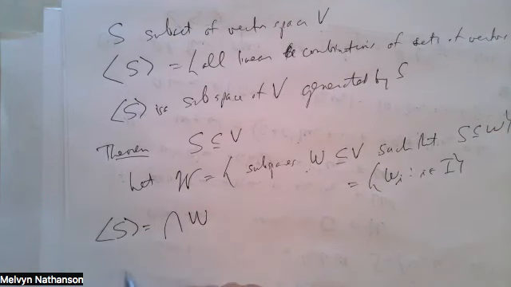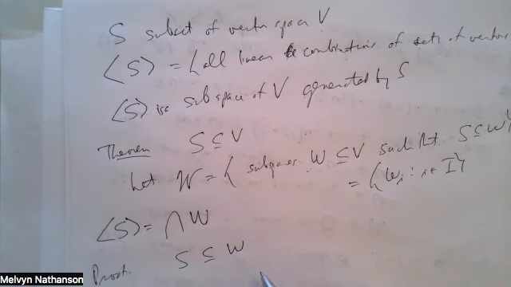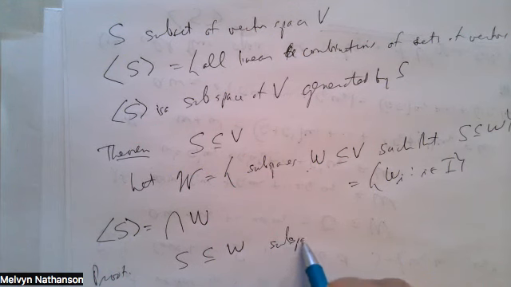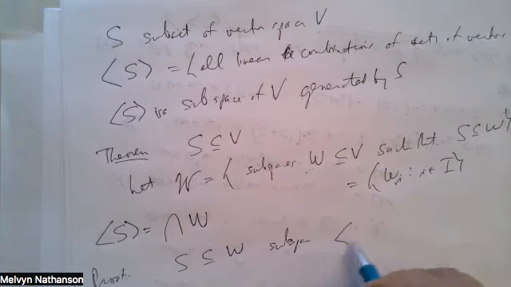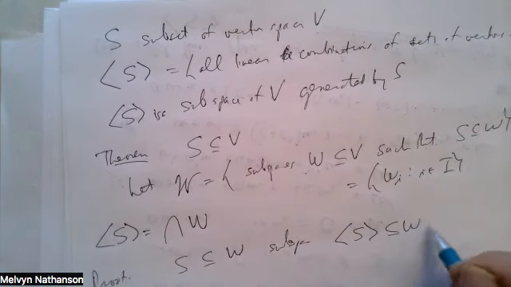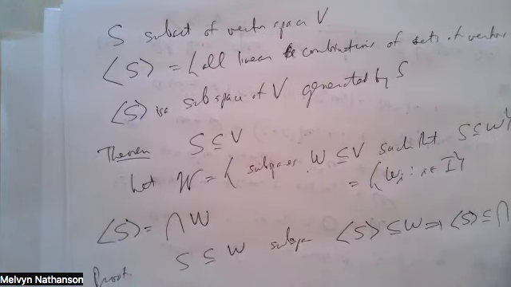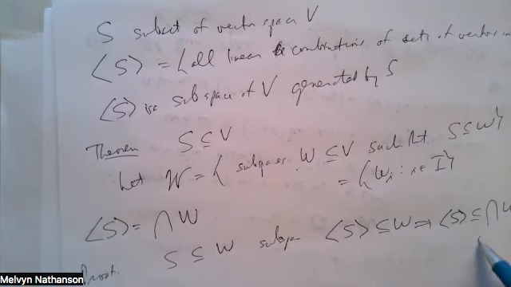And so the proof goes in two directions. First, S is contained in W, because W is a subspace that contains S. A subspace contains all linear combinations of its vectors. So the subspace generated by S is contained in W. So the subspace generated by S has to be contained in the intersection of all such subspaces W.